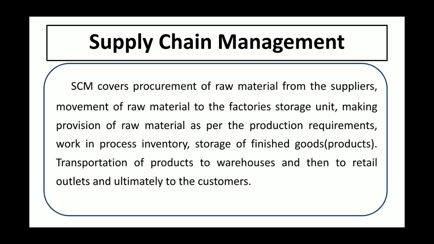Supply chain management covers procurement of raw material from the suppliers, movement of raw material to the factory's storage unit, making provision of raw material as per the production requirements, work in process inventory, storage of finished goods or products, transportation of products to warehouses, and then to retail outlets, and ultimately to the customers. Everything will be managed in this supply chain management system.